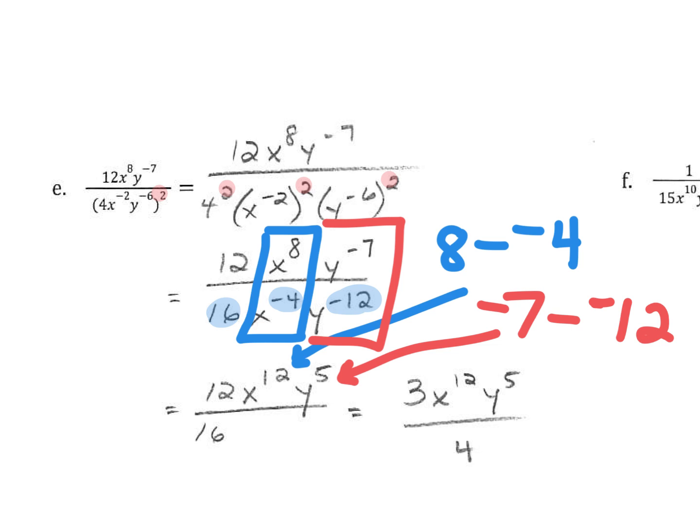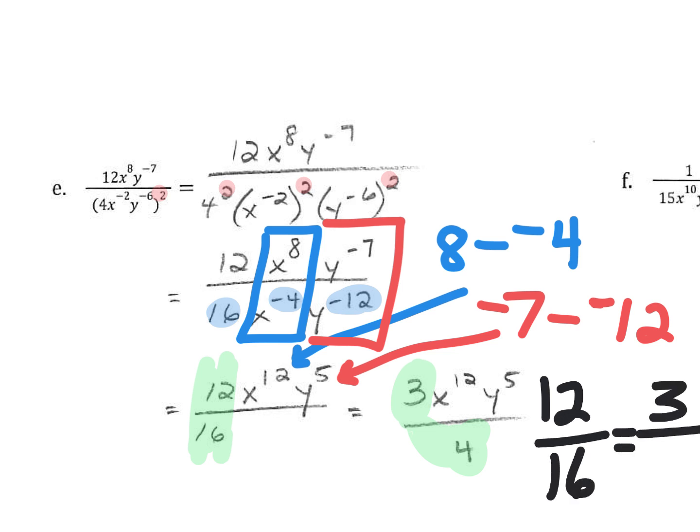The last thing that we can clean up is where we see 12 over 16. 12 over 16 is the same as 3/4. Okay, again, 12 over 16 equals 3/4. We can simplify that fraction.